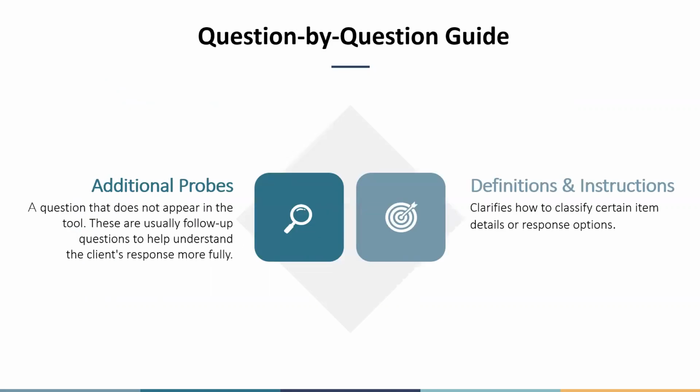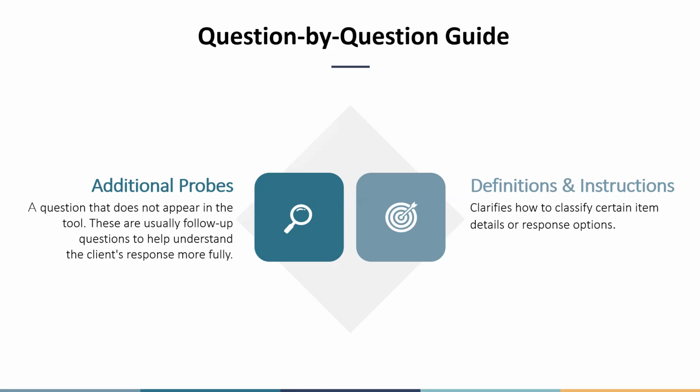The question by question guide, or a Q by Q, as you might hear or see us refer to it, is a great tool to help understand each question of the GPRA. We strongly encourage you and your staff to familiarize yourselves with this resource. It's organized by the sections of the GPRA tool, so each section has an overview about the intent of the question, as well as definitions relevant to the items in that section. There may also be additional questions suggested to probe to more fully understand the client's response to a question.